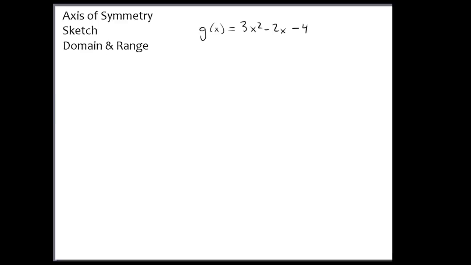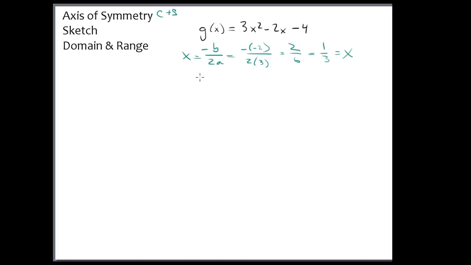Axis of symmetry, sketch and find the domain and range of this parabola. g of x is equal to 3x squared minus 2x minus 4. Now, for the axis of symmetry, we could complete the square, or we could just use the axis formula. Minus b over 2a: minus a negative 2 over 2 times 3. So that's 2 over 6, or 1/3. That's our value of x.